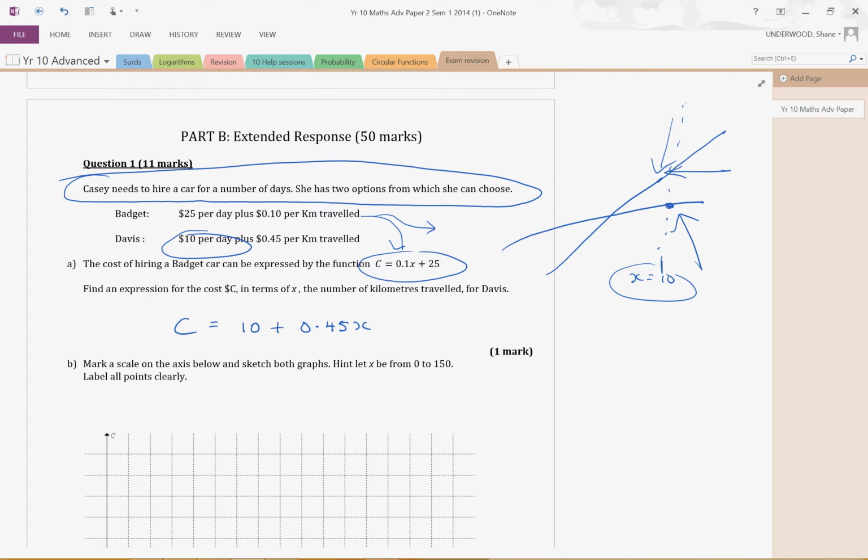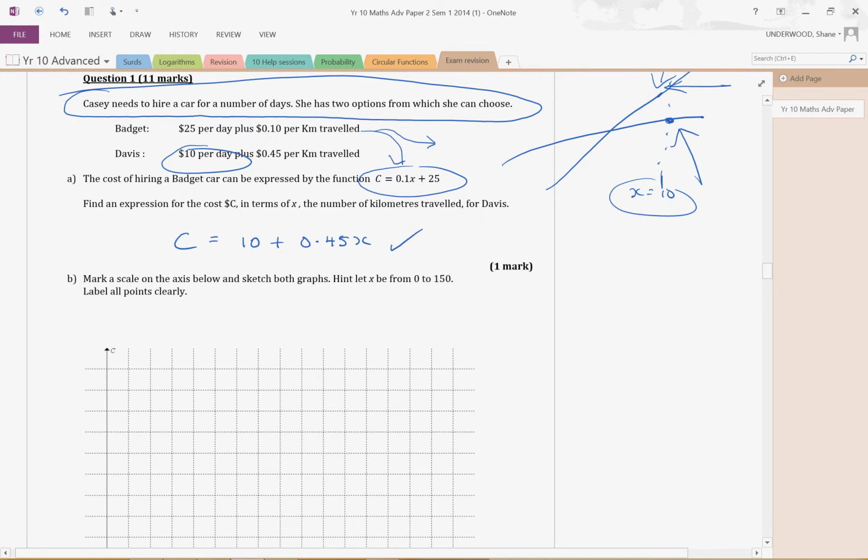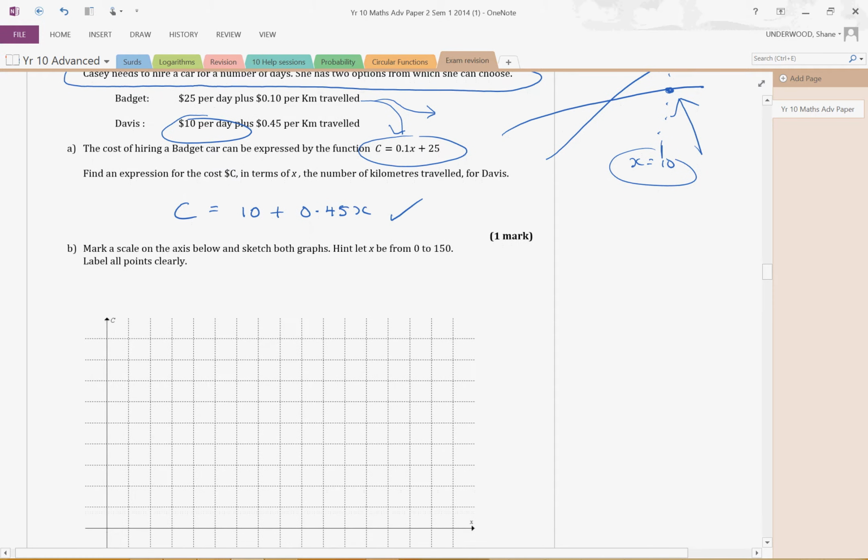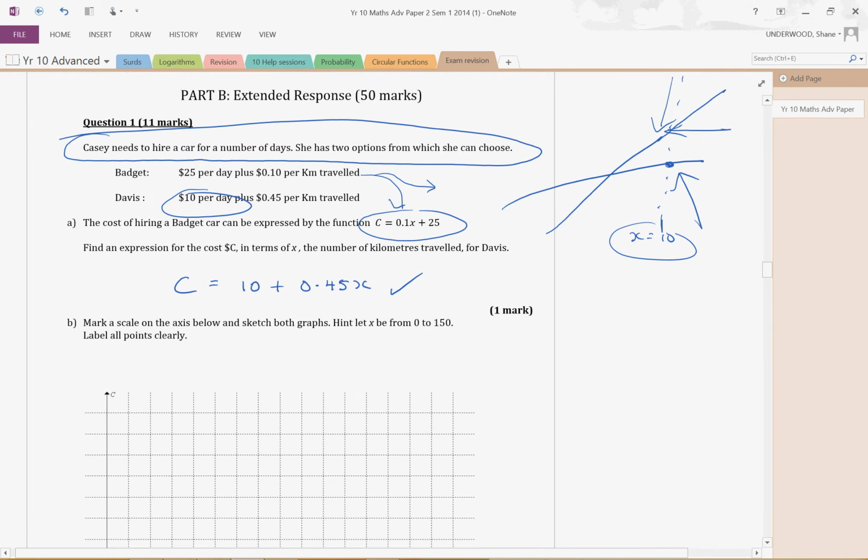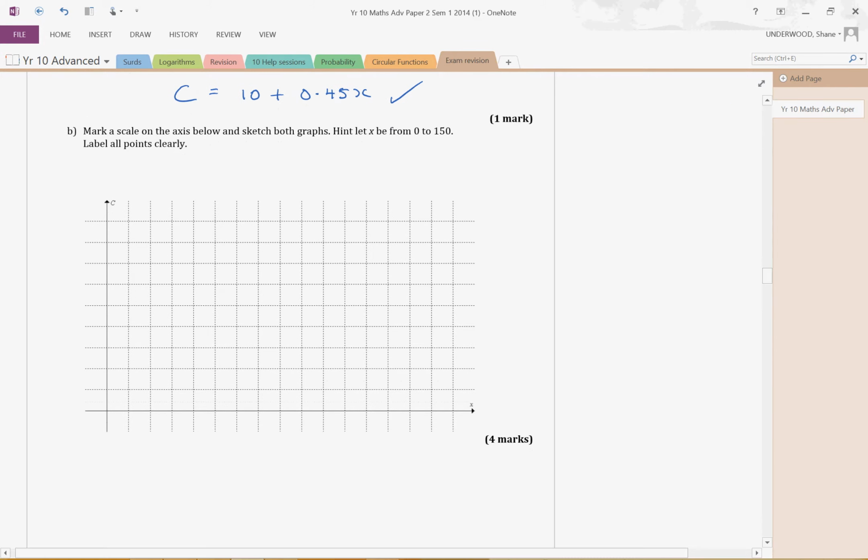And remember that your graphics calculator can do all of this. You do not have to do it by hand. This is the important thing about this exam. So you get your 1 mark for stating the correct equation. Mark on a scale on the axis below and sketch both graphs. Well, you need to be able to sketch it with your graphics calculator. If you have your graphics calculator, please do so. Sketch both graphs, letting x be from 0 to 150.